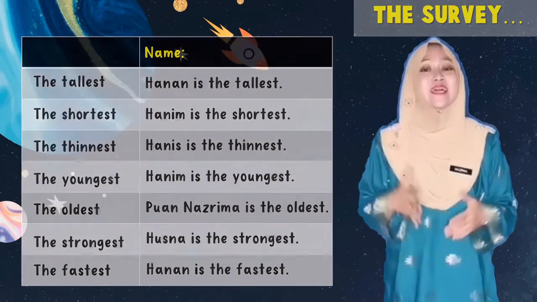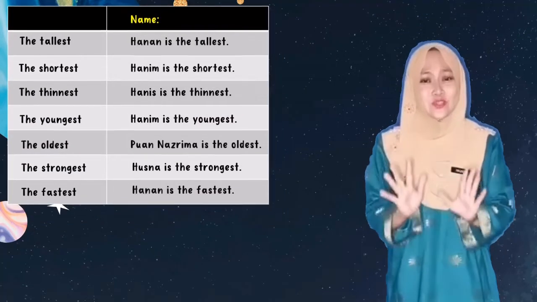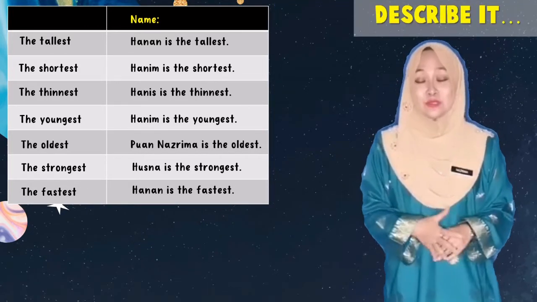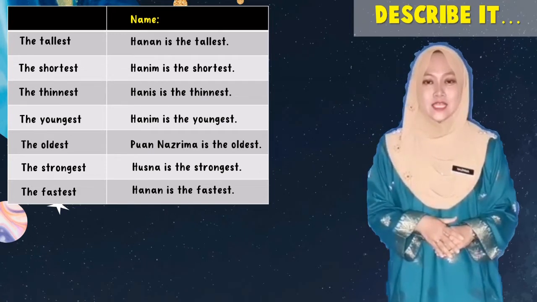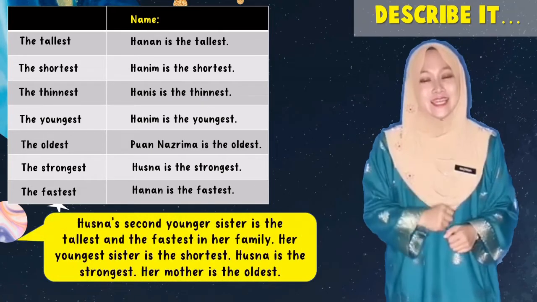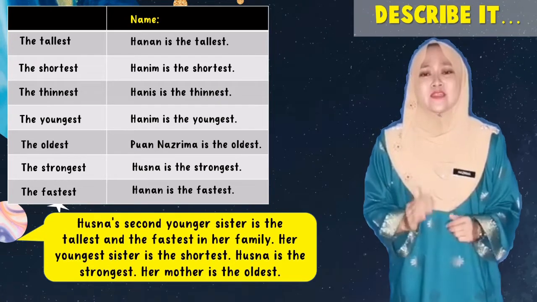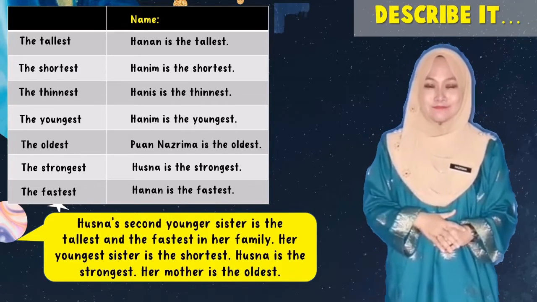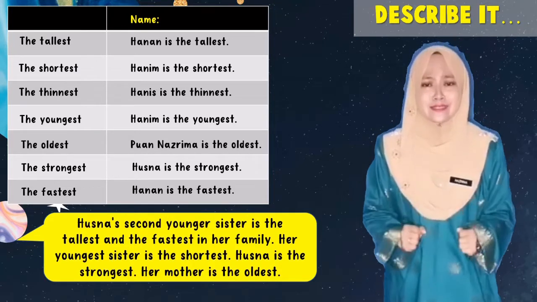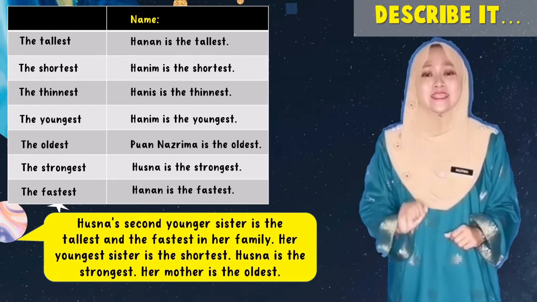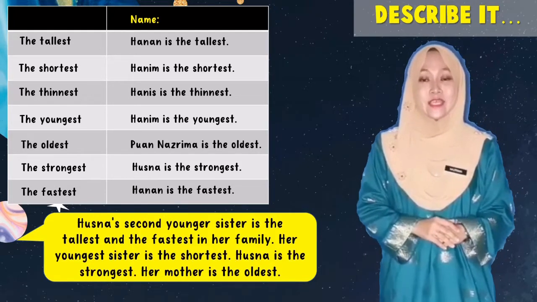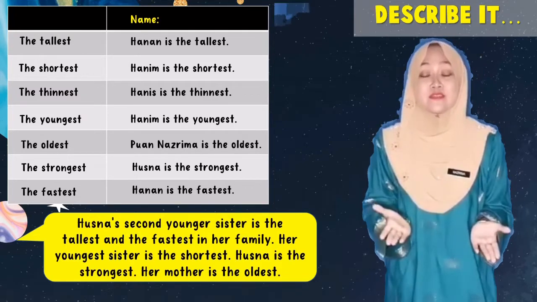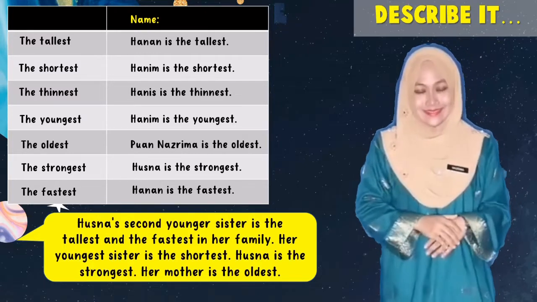Once you have done the family survey, you have to describe your family members using the table that you have completed. Let me show you the example. Husna's second younger sister is the tallest and the fastest in her family. Her youngest sister is the shortest. Husna is the strongest. Her mother is the oldest.